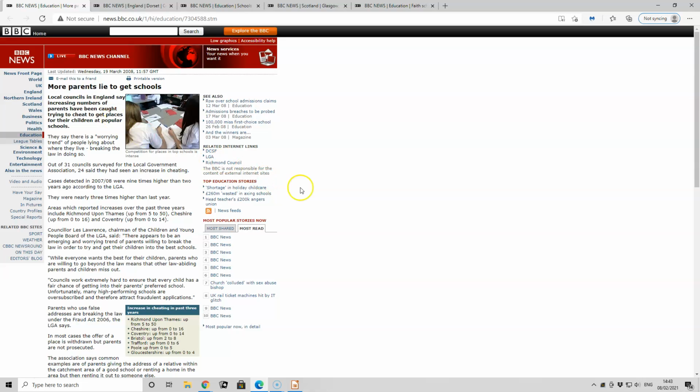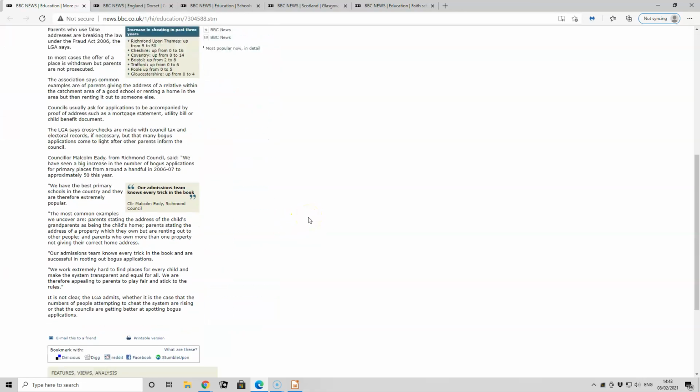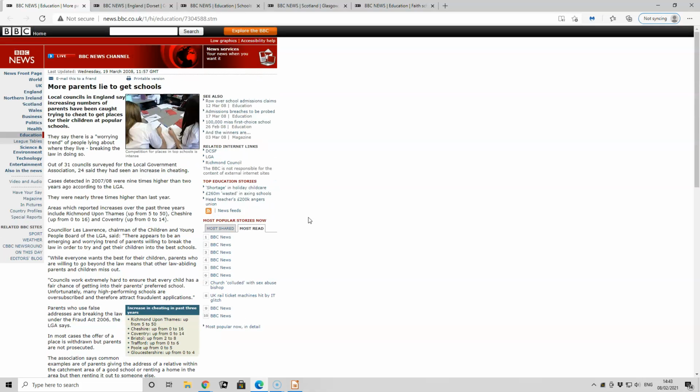This is from 2008, about parents lying to get school places. Increasing number of parents have been caught trying to cheat to get places for their children at popular schools. People lying about where they live, pretending that they live within a catchment area, which technically is breaking the law. Out of 31 councils that were surveyed, 24 said they'd seen an increase in cheating. I'm going to put the link to this article below the video on YouTube, and so you'll be able to read that at your leisure.